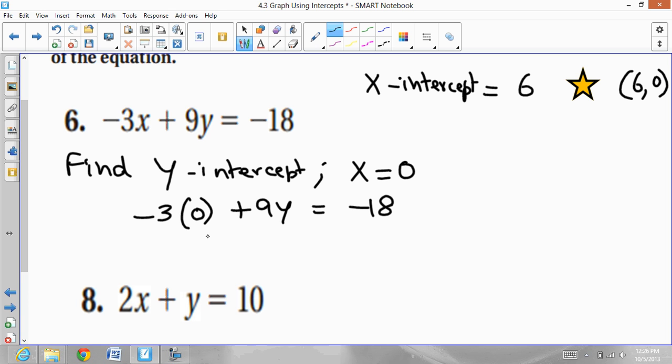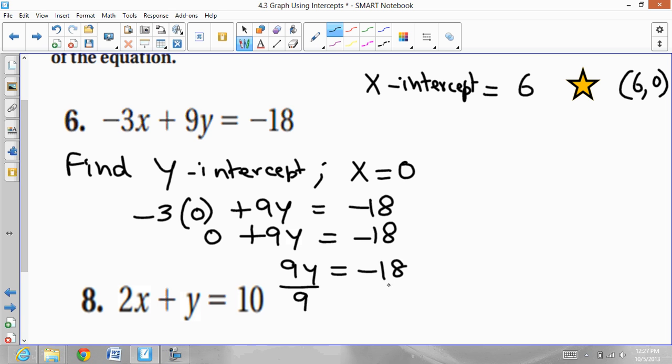Any number multiplied by 0 is just going to be a 0 plus 9y equals negative 18. So basically 9y is equal to negative 18. 9 multiplies y. I don't see any sign in between. The opposite is to divide by 9 on this side and divide by 9 on this side. 9 divided by 9 gives you a 1. 1 times y is just a y, and negative 18 divided by 9 is going to give you negative 2.